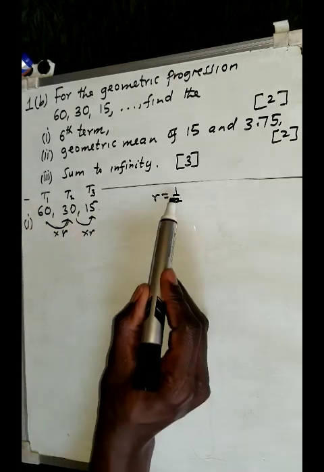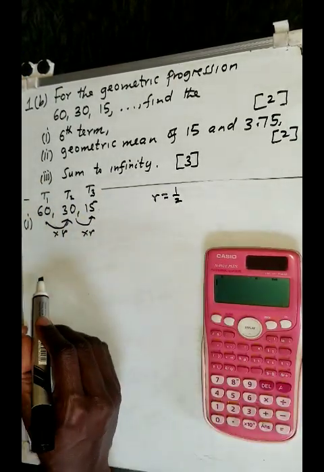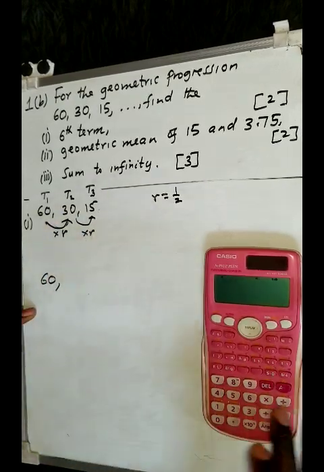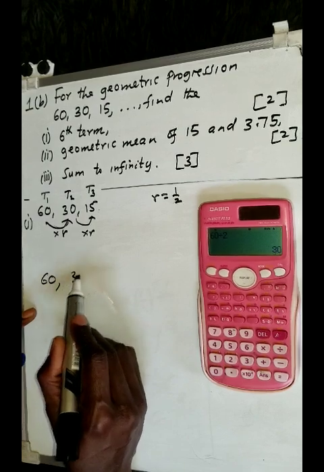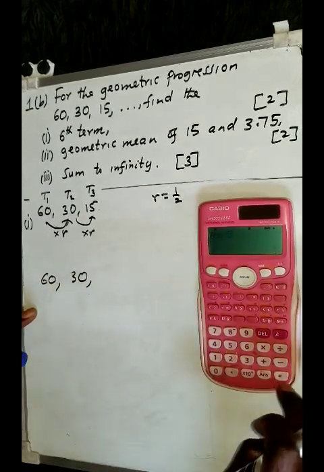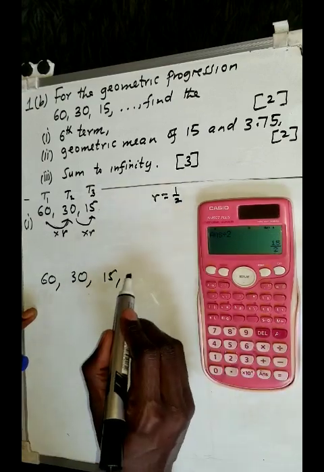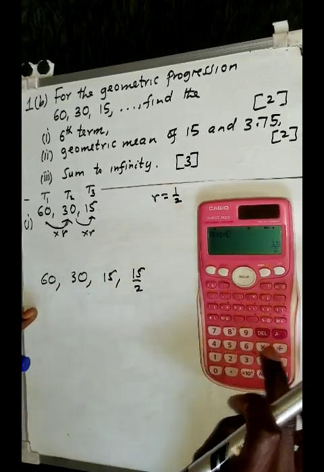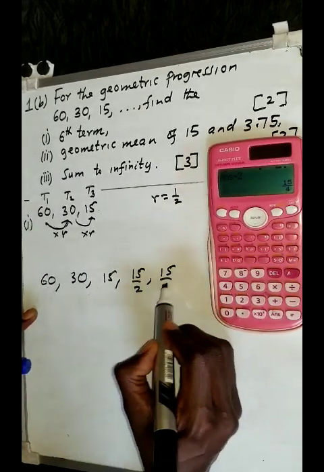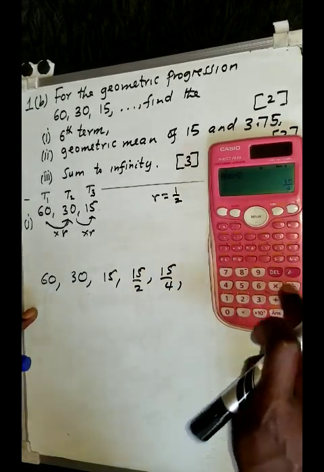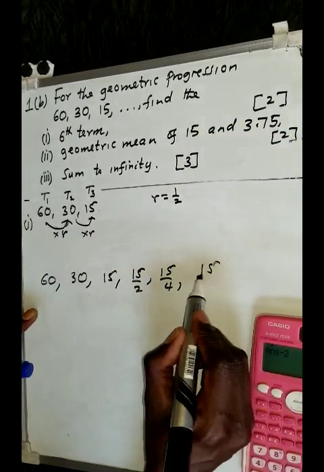So 60 multiplied by a half will give me 30. That's just the same as dividing: 60 divided by 2 gives you 30. 30 divided by 2 will give me 15. 15 divided by 2 is going to give me 15 over 2. 15 over 2 divided by 2 is going to give me 15 over 4. 15 over 4 divided by 2 is going to give me 15 over 8.